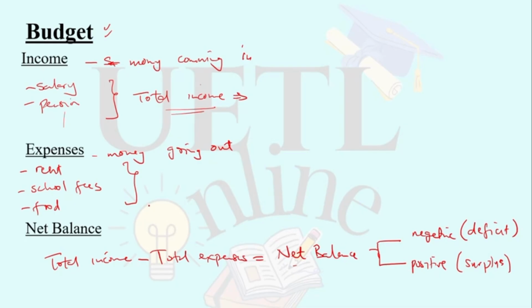Make sure you're able to identify which are incomes and calculate the total income, then look at the expenses and find the total expenses, then calculate the net balance and make sure you are able to tell if it is a deficit or a surplus. So this is it on household budget.